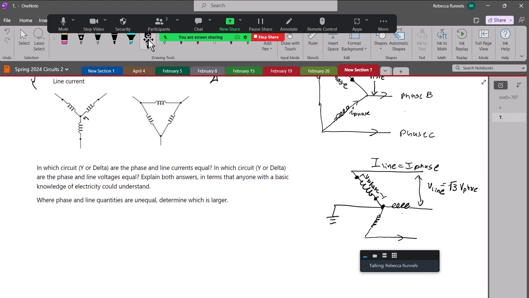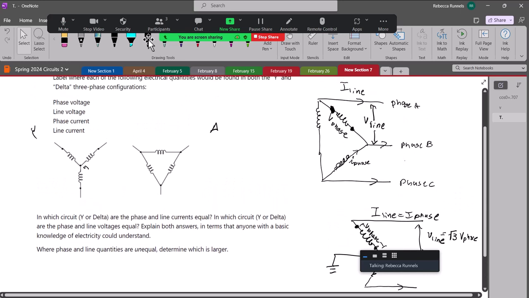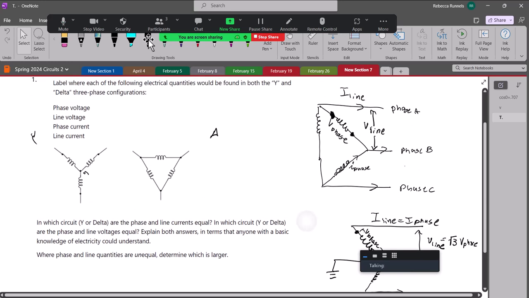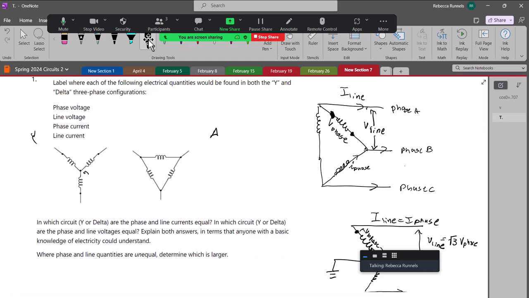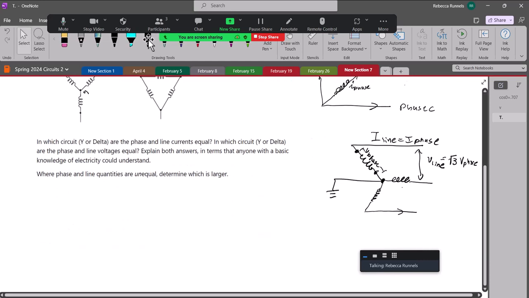Now in the delta, V line is the same as V phase. If you just look at this, the voltage between here and here has to be the same as the voltage between here and here. So in the delta, it's the voltages that are the same and the currents that are different. And in the Y, the currents are the same, but the voltages are different.